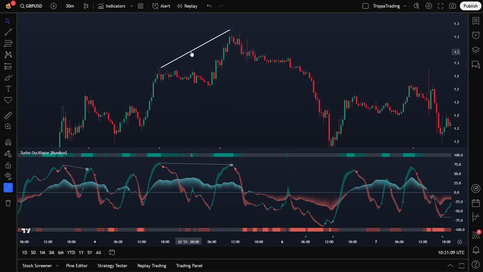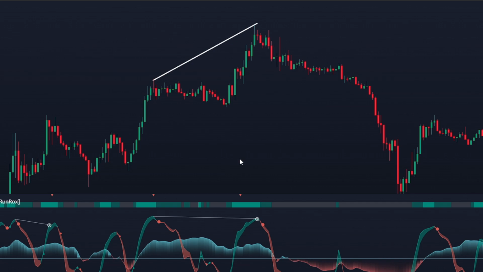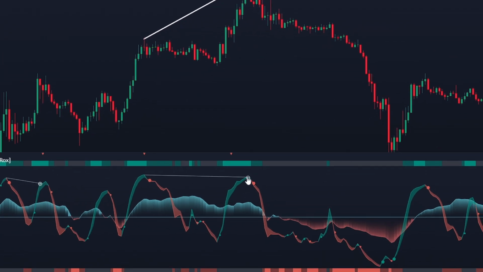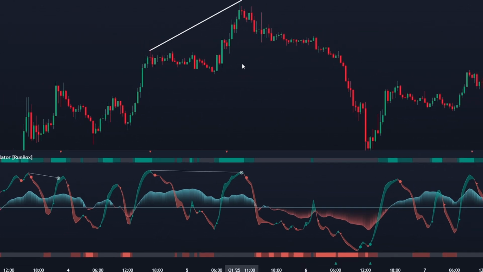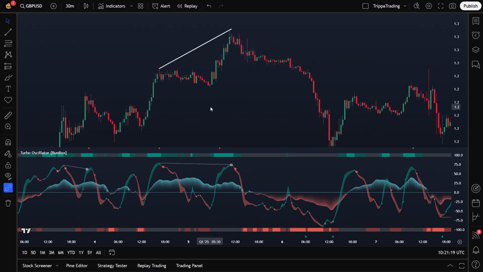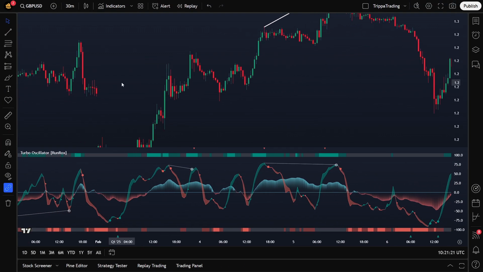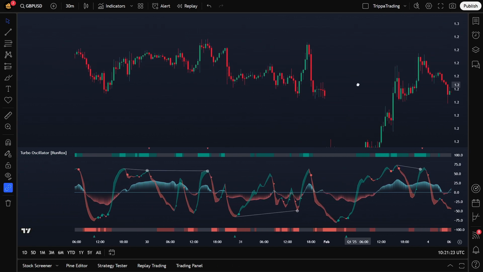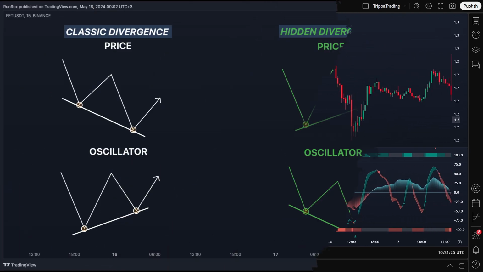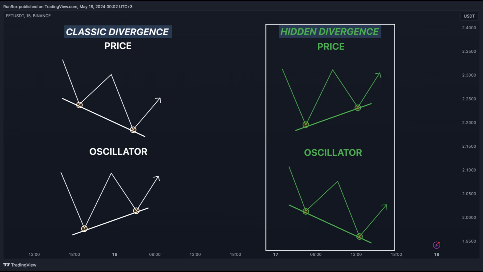For a bearish divergence, the price makes a new high while the oscillator does not make a new high, but instead makes a new low. The Turbo Oscillator is going to highlight these discrepancies in real time to indicate potential reversal points. Now, how about hidden divergences? Well, hidden divergences are the opposite of classic divergences.